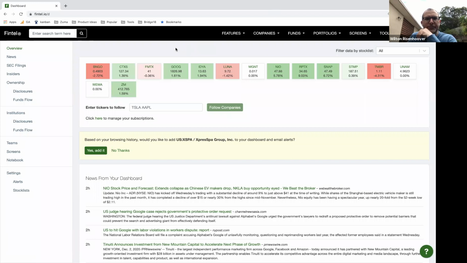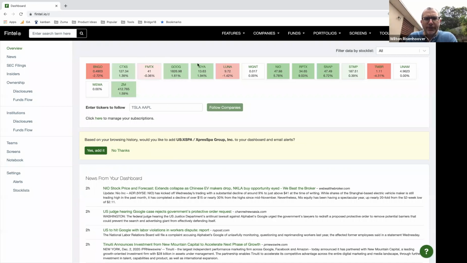Let me start by showing you, first of all, the dashboard. This is how I start off my sessions with Fintel. If you're a registered and paid user, you'll have this dashboard, and it's where you start off with everything.